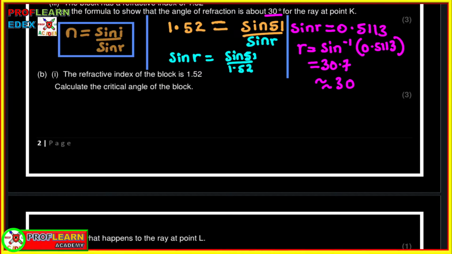So in this question, we are told that the refractive index of the block is 1.52. We're supposed to calculate the critical angle. What is most important at this point is to know the formula that connects critical angle and the refractive index. Remember, this is one of the formulas that you are not given in the formula sheet.